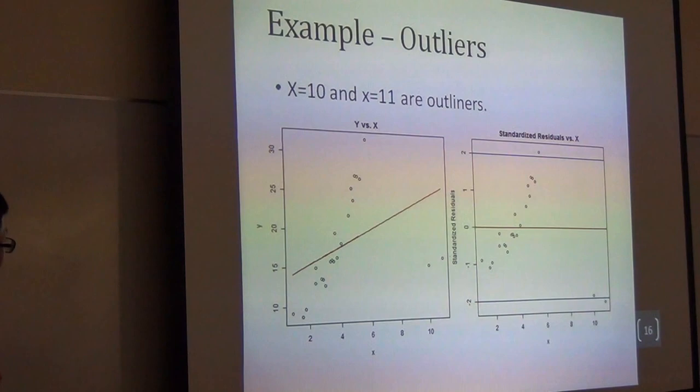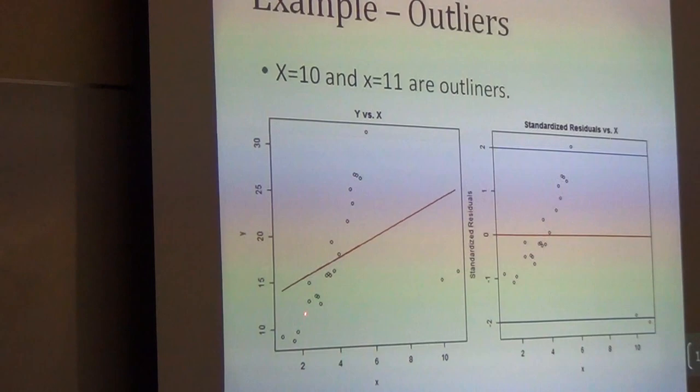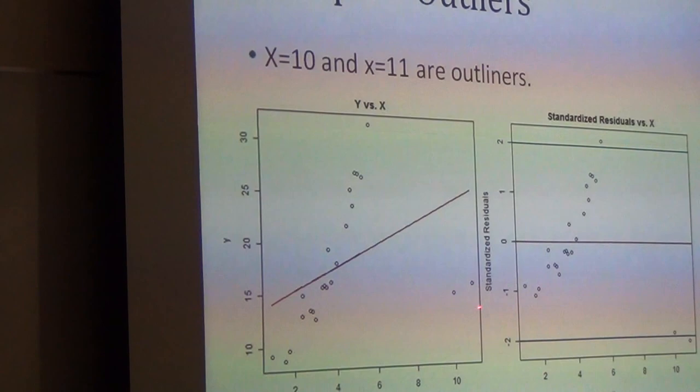So here is an example. Here, most data is there. So if you look at this one only, then it looks like the trend should be like that. So this is going to be our fitted value, something like that. But then there are two outliers right there.